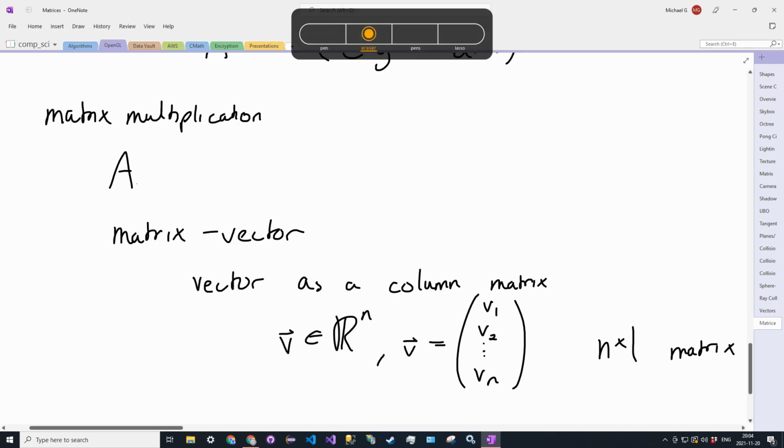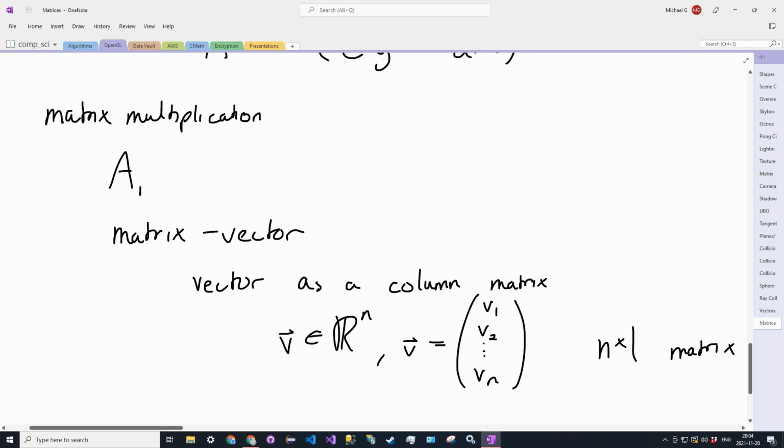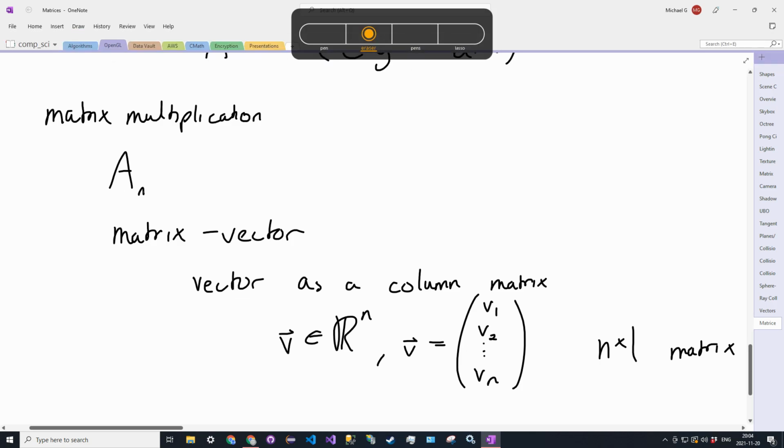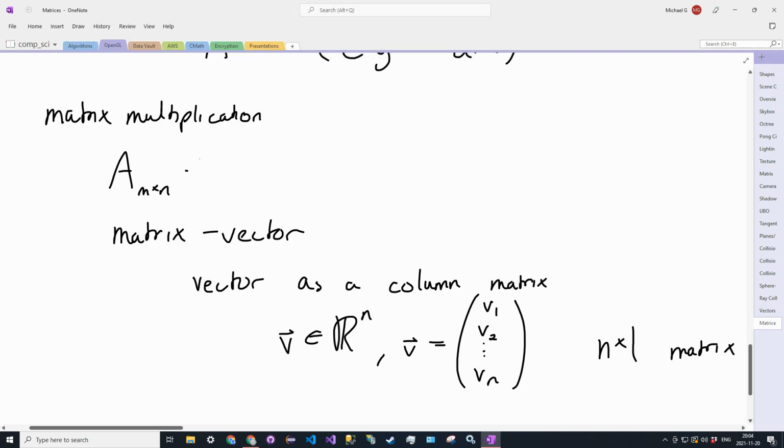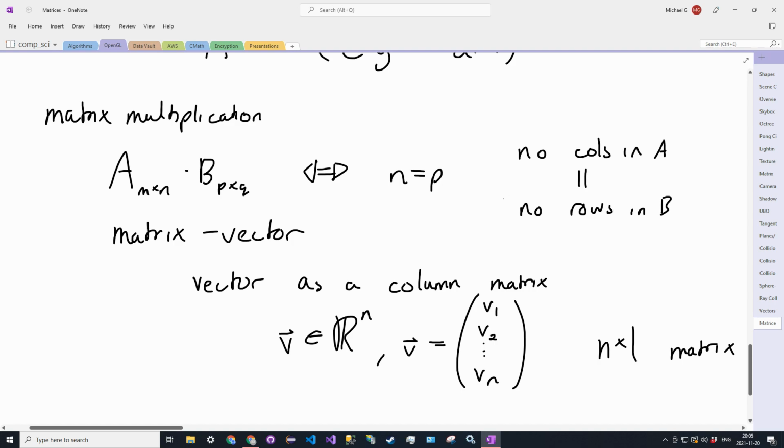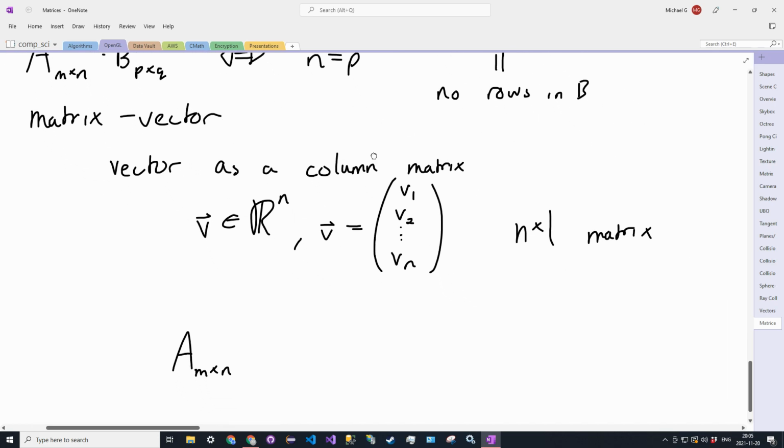I'm going to state this now, but when we do matrix multiplication, the condition is that if we have a matrix A which is m by n times the matrix B, which is p by q, this only exists if n is equal to p. So the number of columns in A is equal to the number of rows in B. And we're going to see why starting with the matrix vector multiplication.